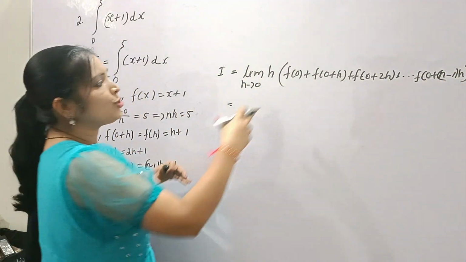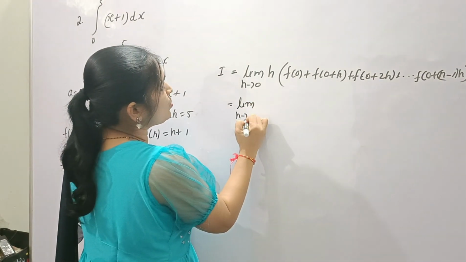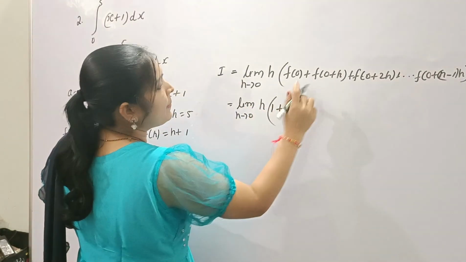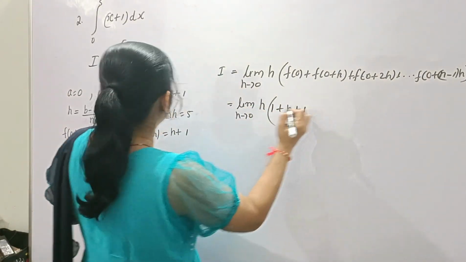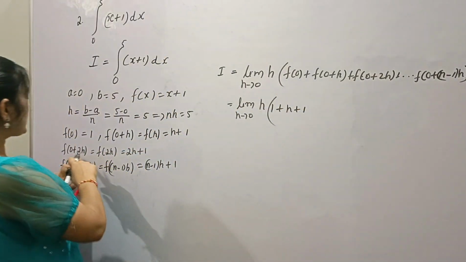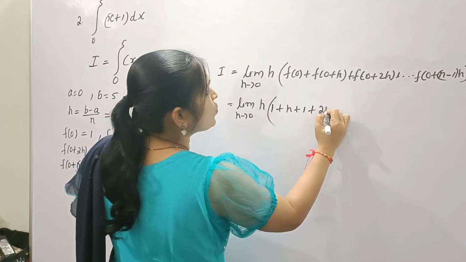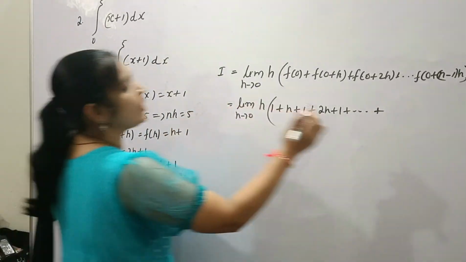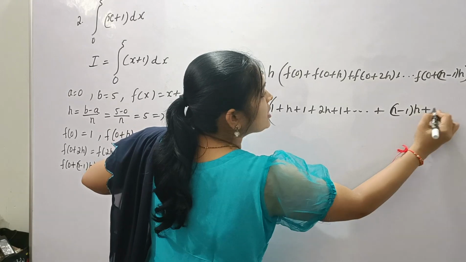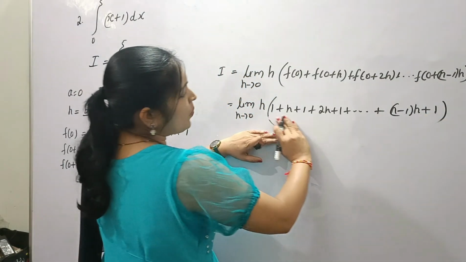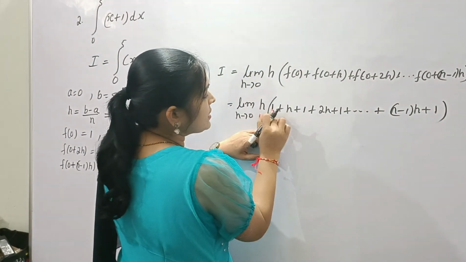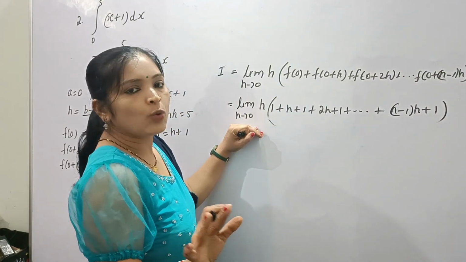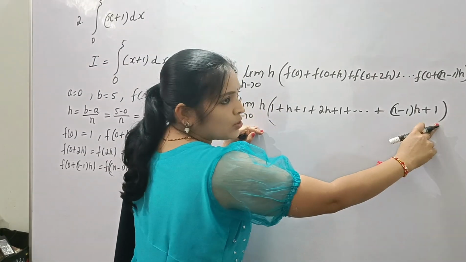That is equal to, now let's substitute these values. Limit h tends to 0, h into, here what is f of 0? 1, okay, 1 plus here h plus 1, f of 0 plus 2h is 2h plus 1, 2h plus 1 plus etc. plus the last term is n minus 1 into h, n minus 1 into h plus 1. See here, how many ones are here? We know that there are n terms, n subintervals. So here there are n ones.